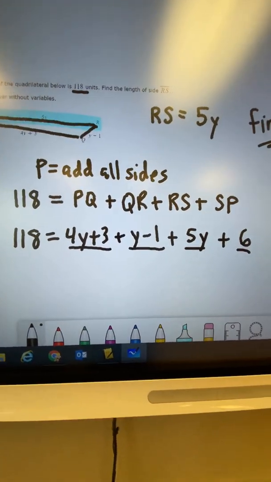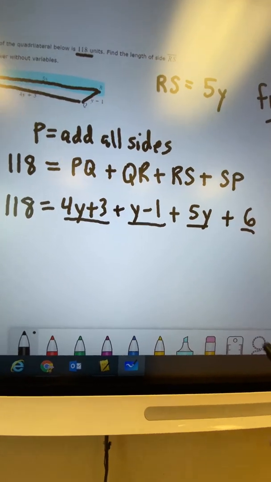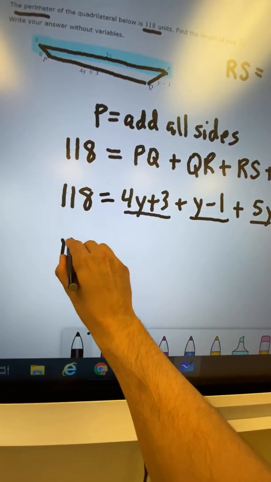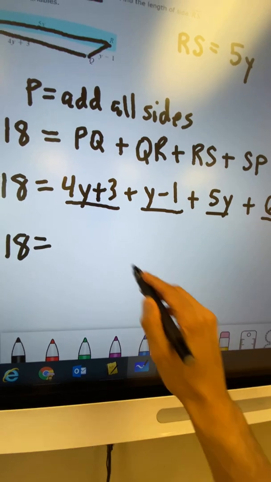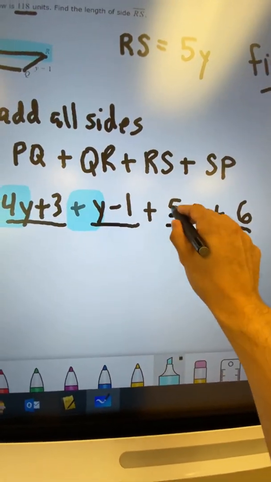And now we're actually going to solve this one so you can see how we answer this question. Following the properties, or the process of solving an equation, the first thing I'm going to do is combine like terms. So I have a 4y, a plus y, and a plus 5y.